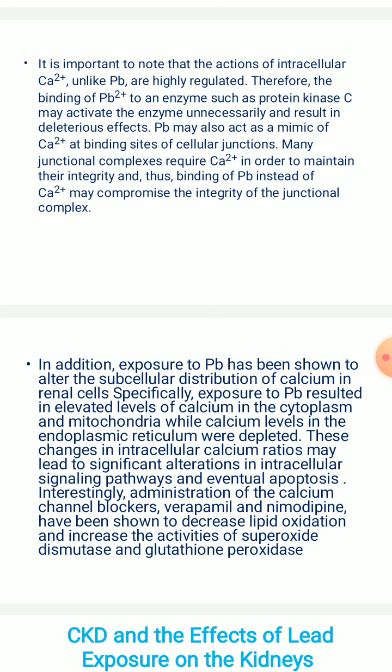Interestingly, one thing you can observe here: administration of calcium channel blockers, verapamil and nimodipine, has been shown to decrease lipid peroxidation. These are the calcium channel blockers, and by acting as blockers they increase the activities of superoxide dismutase and glutathione peroxidase. So it will decrease the lipid peroxidation mechanism, and also increase the activities of superoxide dismutase as well as glutathione peroxidase.